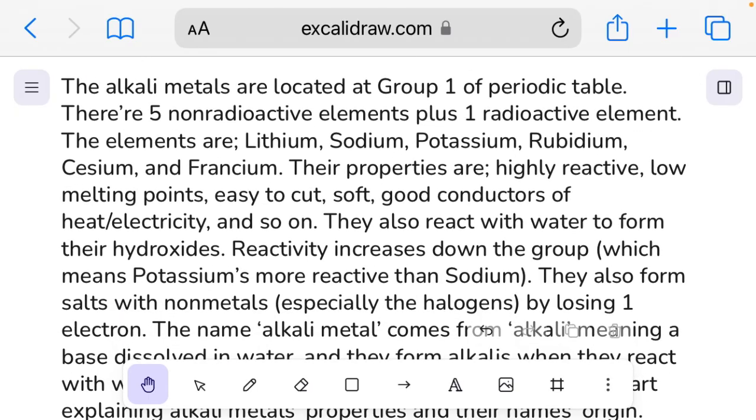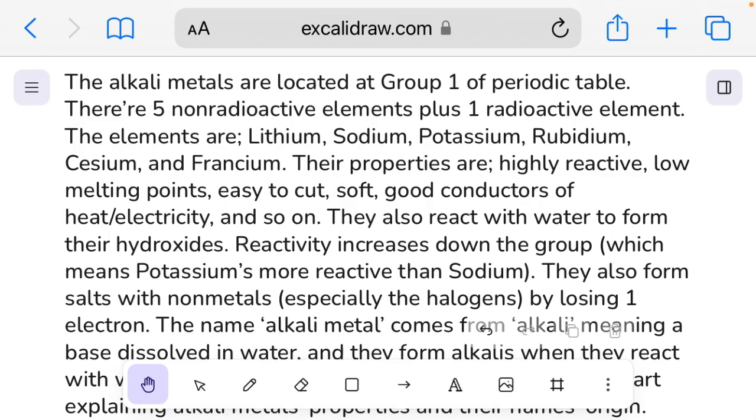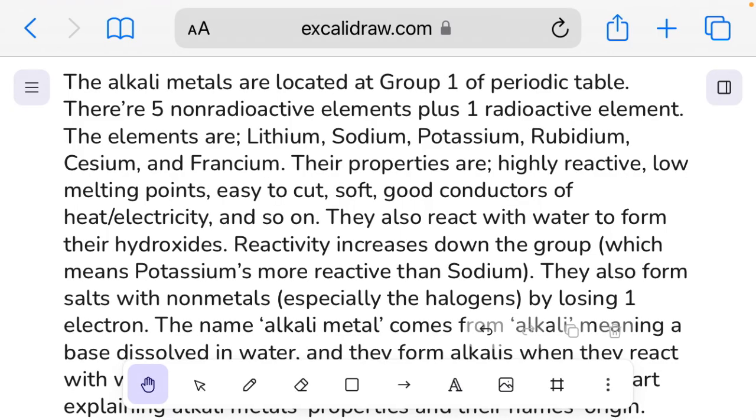The alkali metals are located in group 1 of the periodic table. There are 5 non-radioactive elements plus 1 radioactive element. The elements are lithium, sodium, potassium, rubidium, cesium, and francium. Their properties are highly reactive, low melting points, easy to cut, soft, good conductors of heat and electricity, and so on. They also react with water to form their hydroxides.